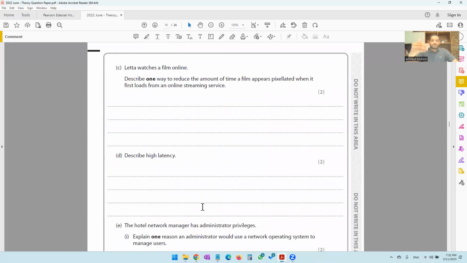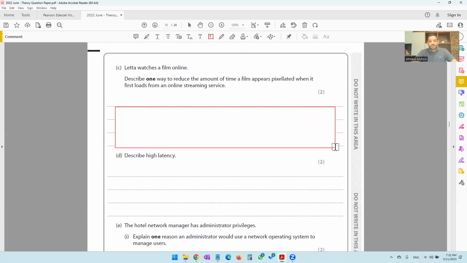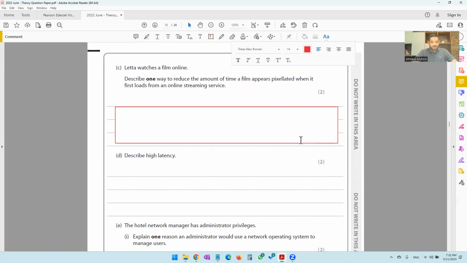Describe one way to reduce the amount of time a film appears pixelated when it first loads from an online streaming service. When it appears pixelated, it means the bandwidth is still not enough to get the video playing in high definition. So you basically need to have a higher bandwidth. So what are the ways you can increase your bandwidth? Now, it's not like you can go to settings and increase bandwidth.